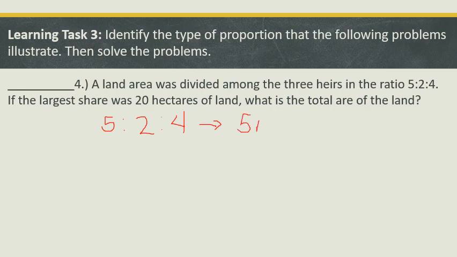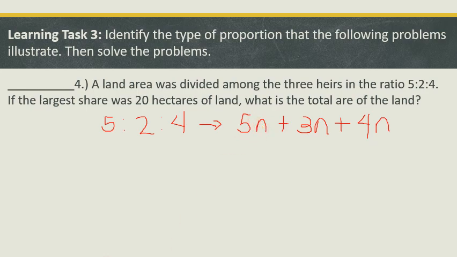So, magiging 5n plus 2n plus 4n. So, ang tanong dito, kung ang largest share is 20 hectares, ano ba dito ang largest? 5, 2, or 4? So, yung 5. So, ito daw ay 20.